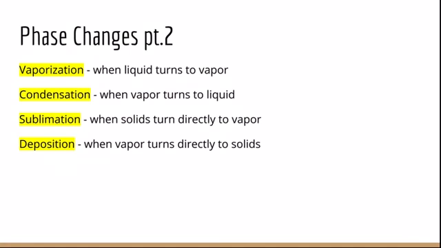So here are some definitions. Vaporization is when liquid turns to vapor. Condensation is when vapor turns to liquid. Sublimation is when solids turn directly to vapor. And deposition is when vapor turns directly to a solid.